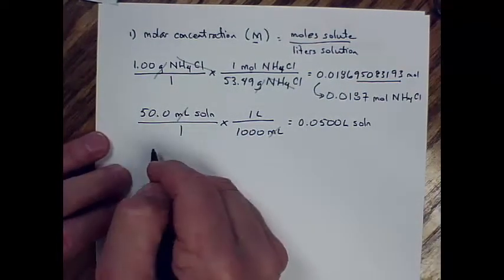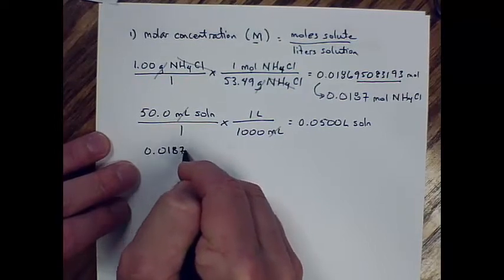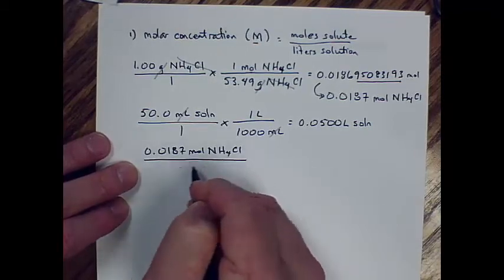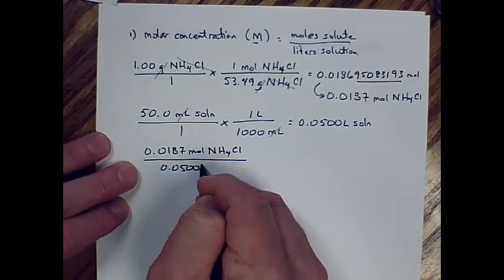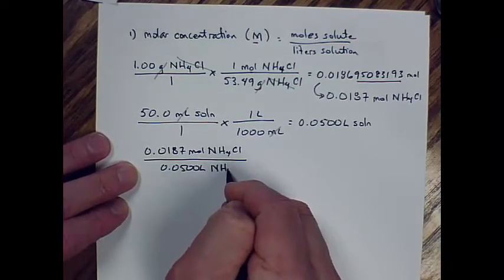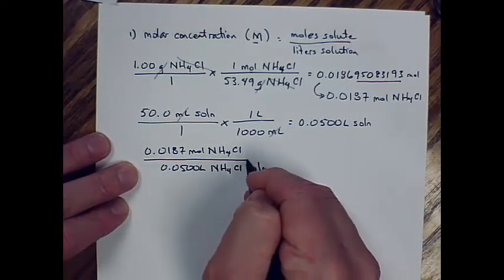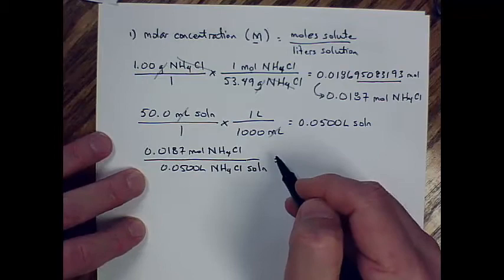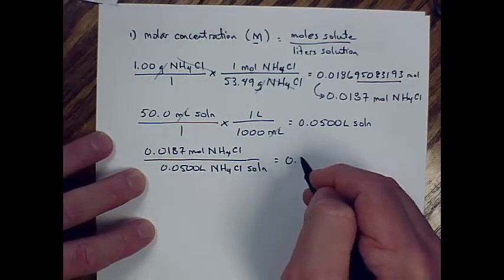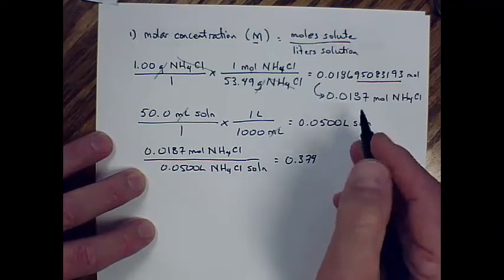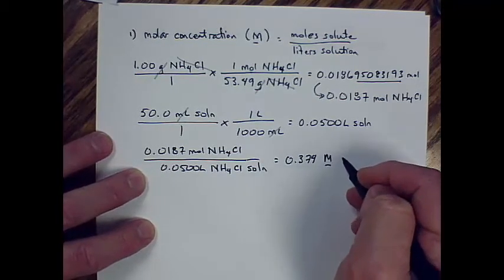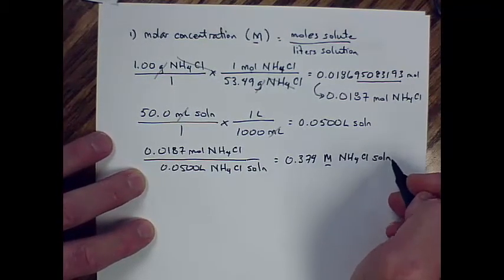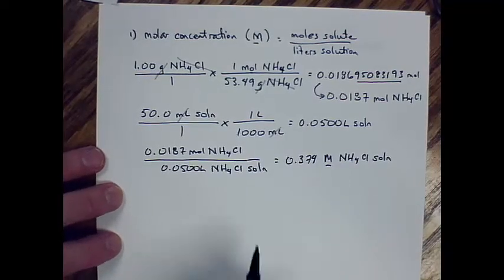So we can put the two together now. 0.0187 moles of the solute NH4Cl over 0.0500 liters of NH4Cl solution. And so we've got moles of solute over liters of solution here. And that'll give us the correct molar concentration, 0.374 molar NH4Cl solution. SOLN is just a shorthand way of writing solution. And so there's our answer.